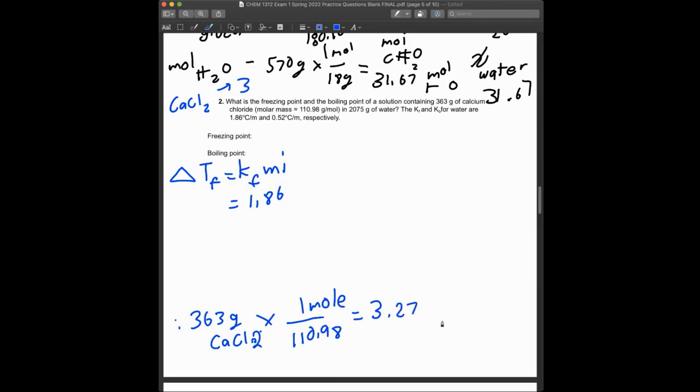So when we continue our work, we have this moles of CaCl2. We take this value and divide it by the kilograms of solvent, and our solvent is the water. So we just divide that by 1,000, and we get 2.075.